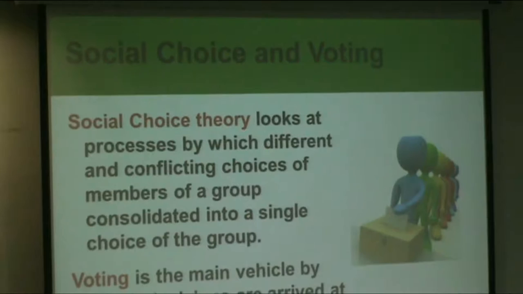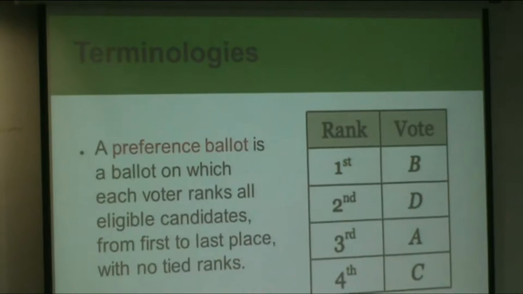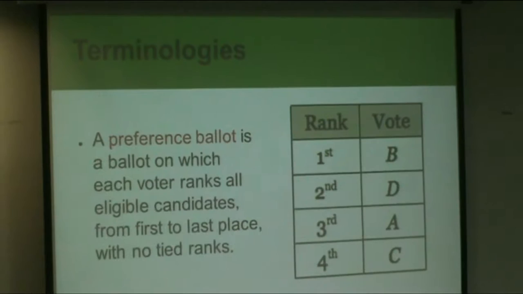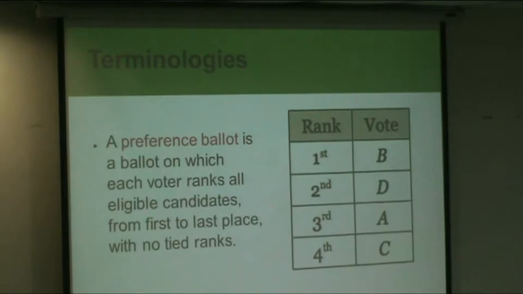Let's discuss some terminologies first. So we have here what we call a preference ballot. A preference ballot is a ballot in which each voter ranks all eligible candidates from first place to last place with no tie ranks.